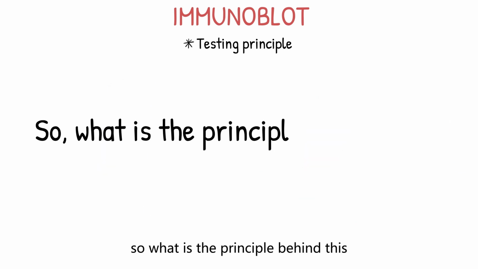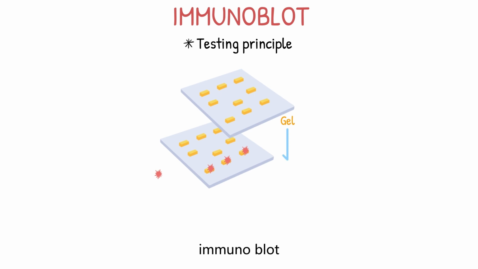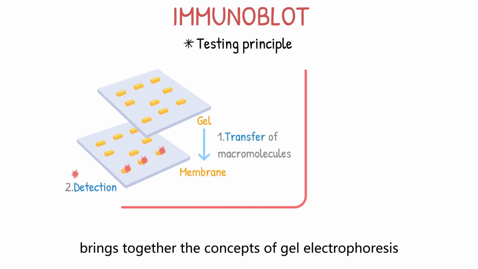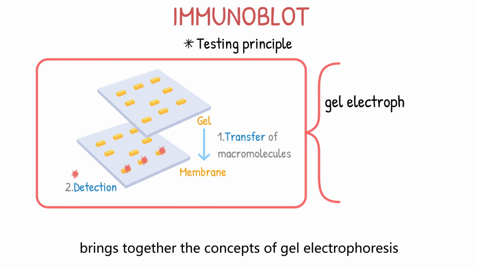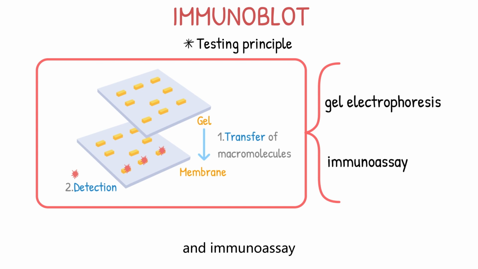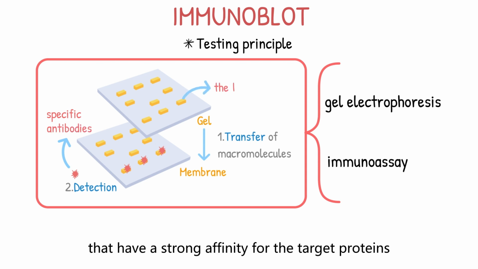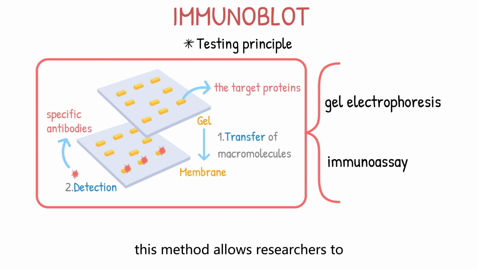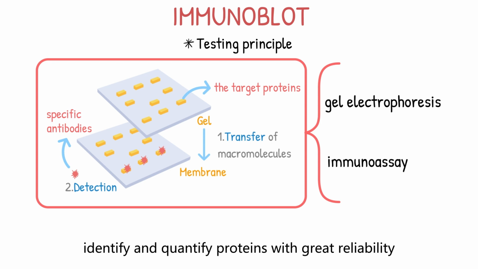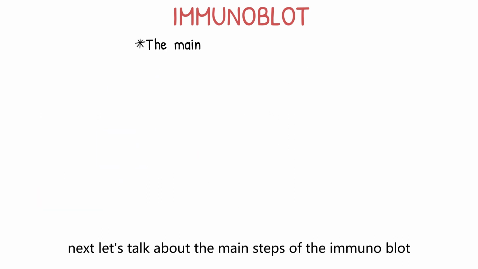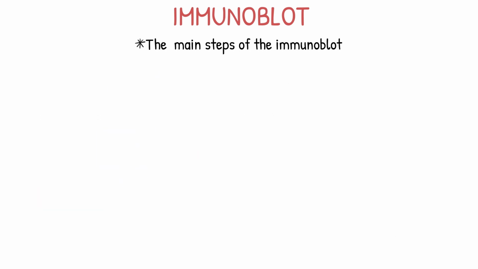So what is the principle behind this? Immunoblot, an insightful technique applied in scientific research, brings together the concepts of gel electrophoresis and immunoassay. By utilizing specific antibodies that have a strong affinity for the target proteins, this method allows researchers to identify and quantify proteins with great reliability. Next, let's talk about the main steps of the Immunoblot. This technique includes 5 steps.